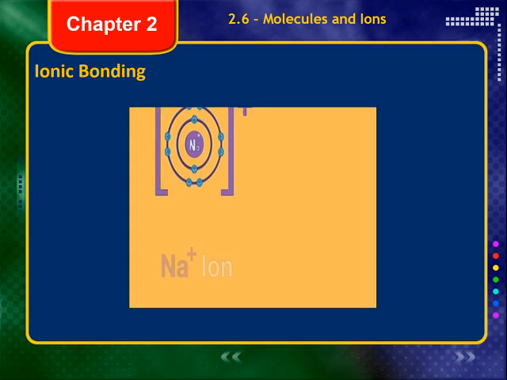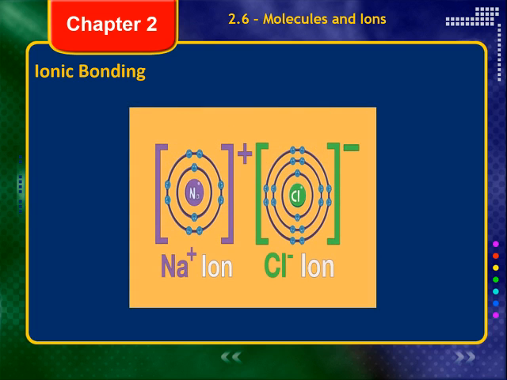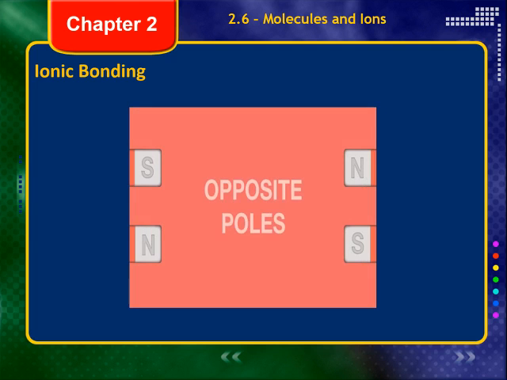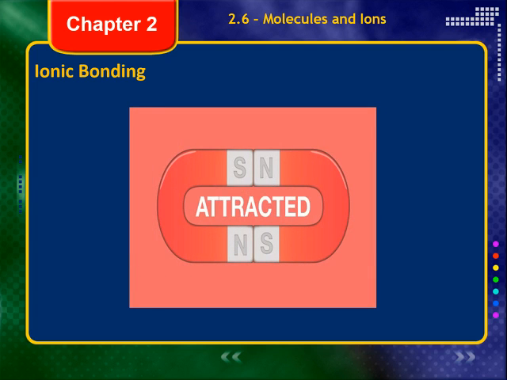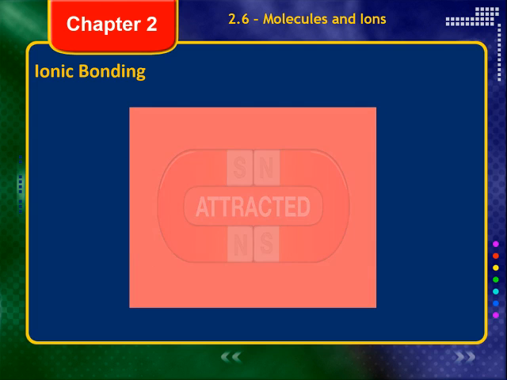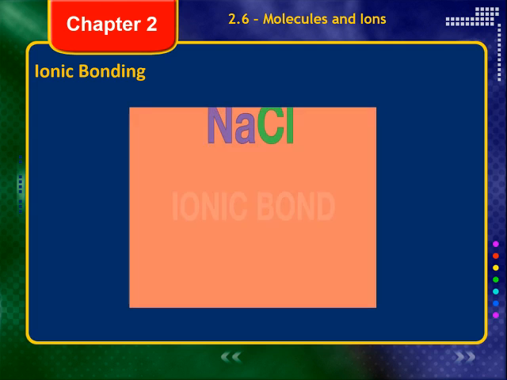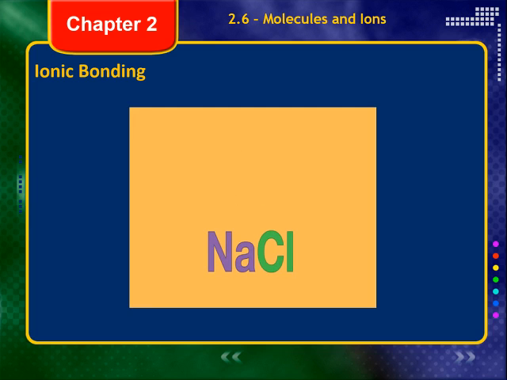So we have a sodium ion and a chloride ion. They are oppositely charged ions and will be electrostatically attracted to one another, much like how opposite poles of a magnet are attracted to one another. This electrostatic attraction is an ionic bond. Sodium chloride is an ionic compound because it is held intact by ionic bonds.